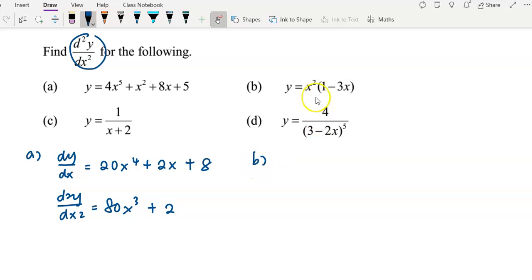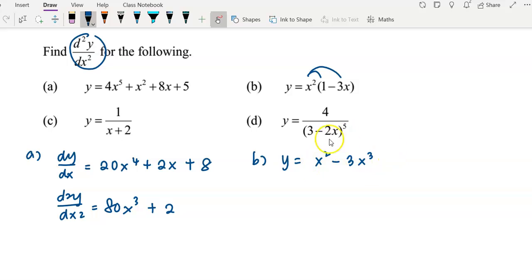For question B, we have y equals x squared multiplied by 1 minus 3x. Before I start to differentiate, I would like to expand them first, easier for me to apply the differentiation. So x squared multiplied by 1, I have x squared, minus x squared multiplied by 3x, you get 3x cubed.